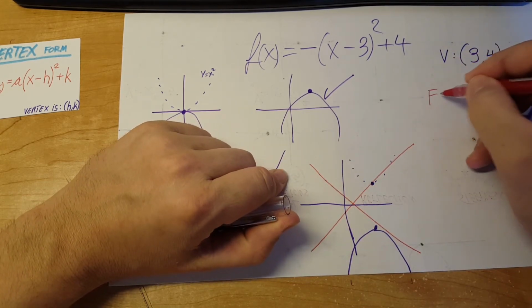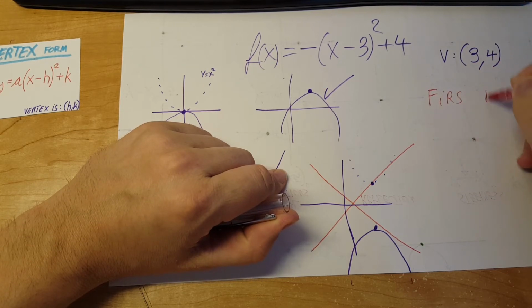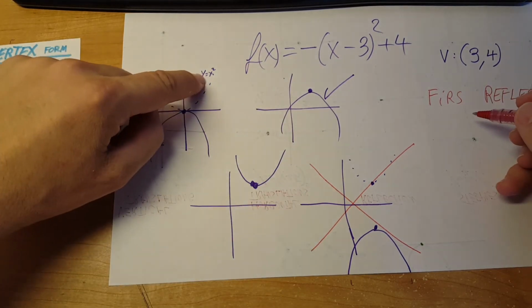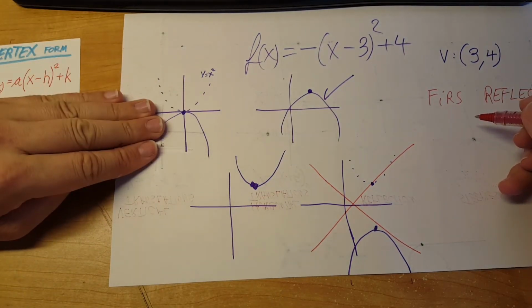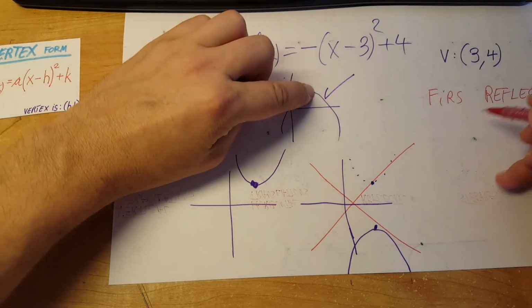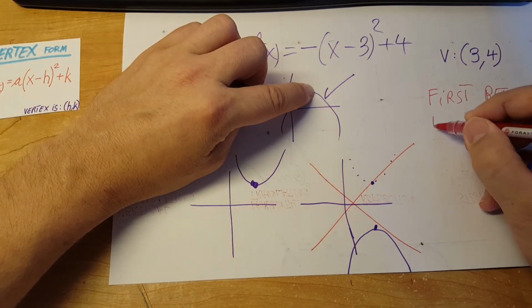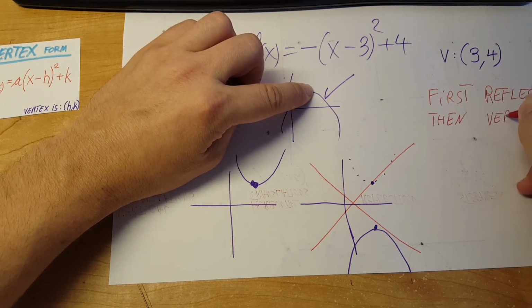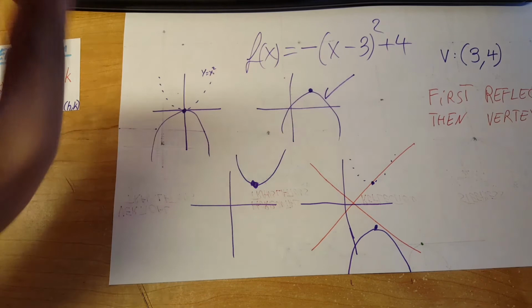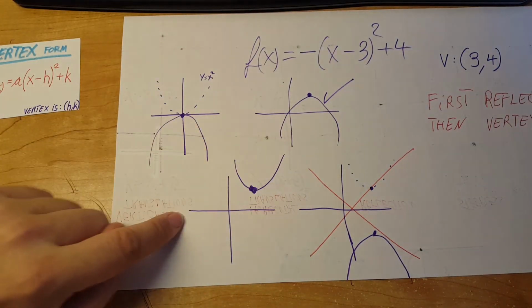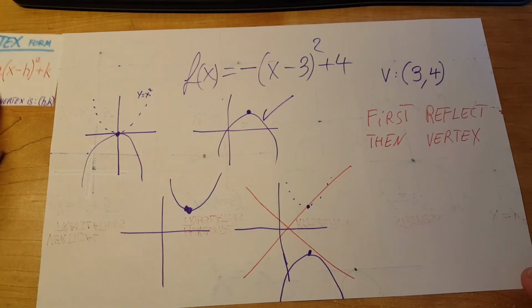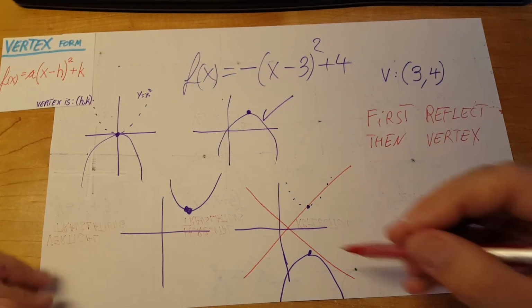Make sure you first reflect the main function, here the x squared, and then we move it to the vertex. Try to remember these, because the order that you do it in will give you a different graph, and one of them is not gonna be correct.